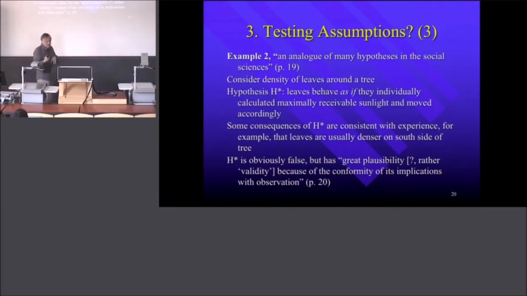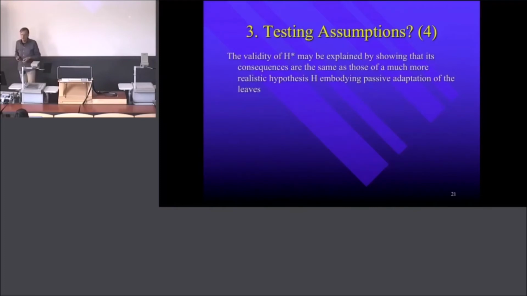So if you look at the implications of the hypothesis, then you get qualitatively, for many occasions, the right results. Namely, for instance, leaves concentrating more in the south than in the north, etc. Right? This is the argument, right? So he says the introduction of a completely counterfactual hypothesis, or assumption in that case, is somehow justified because of the conformity of the implication with observation. Right. So, now, the validity of H star, this is what he claims further, may be explained by showing that its consequences are the same as those of a much more realistic hypothesis H, embodying passive adaptation of the leaves.